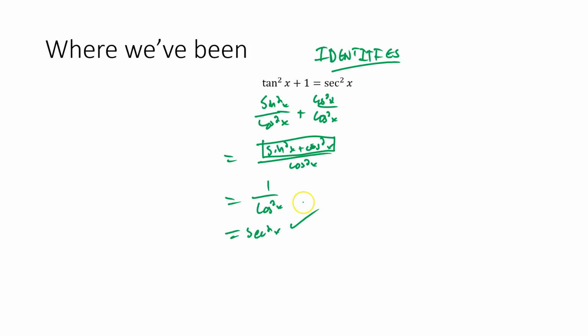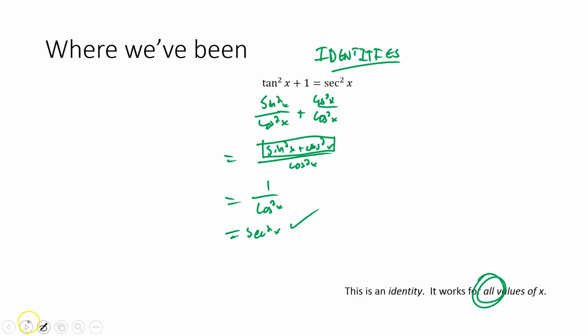Now, this is what's called an identity. It is always true for all values of x. No matter what x you choose, the left side is equal to the right side. We just proved it by using just ideas of reciprocal identities and also Pythagorean identities. And these are always true for any value of x.